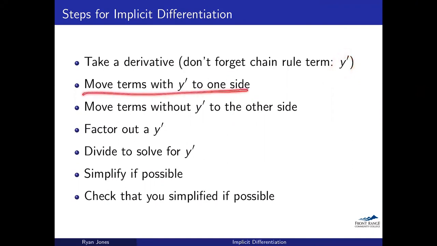Take every term with a y prime and put it on one side. I like to put it on the left side. Move all of the terms that don't have a y prime to the right side. Then you're going to factor out that y prime on the side that you've moved all of the terms to. And like I said, I like to write that as the factored stuff and then y prime. You don't have to, but I like to do that. Then you're just going to divide, and at that point you've solved for y prime.